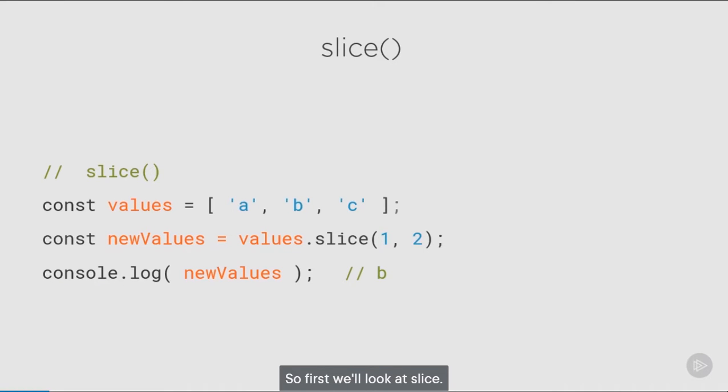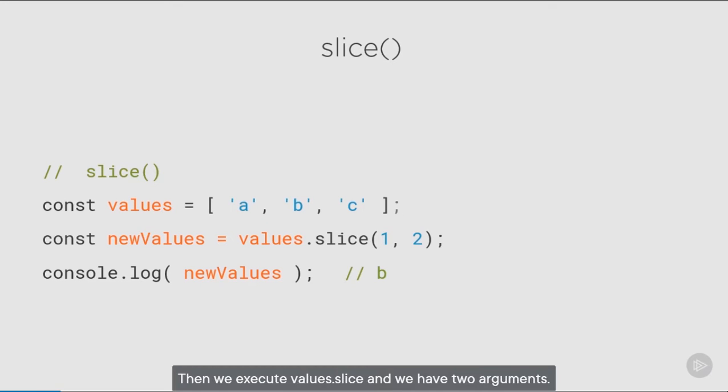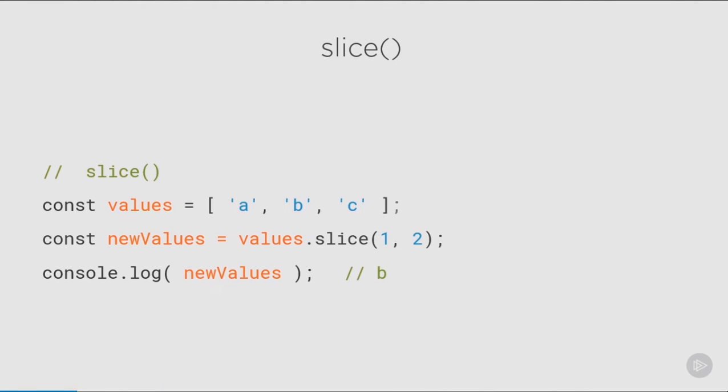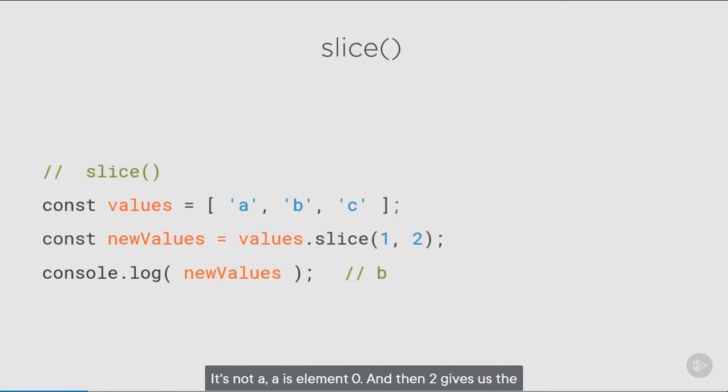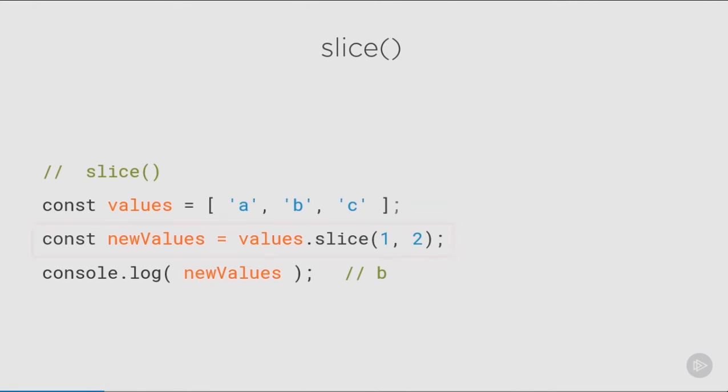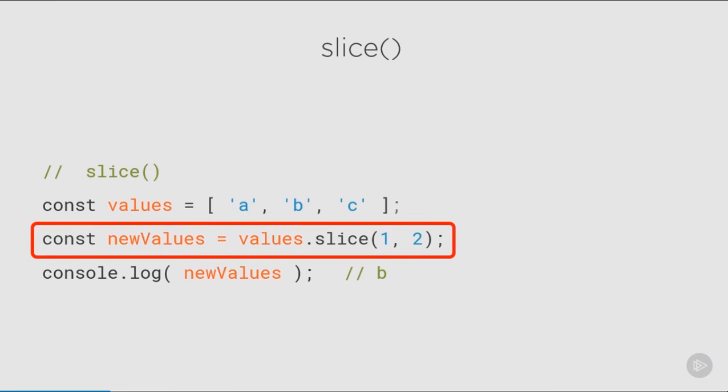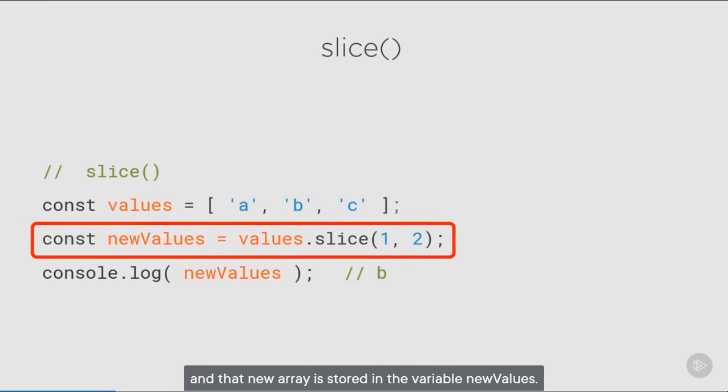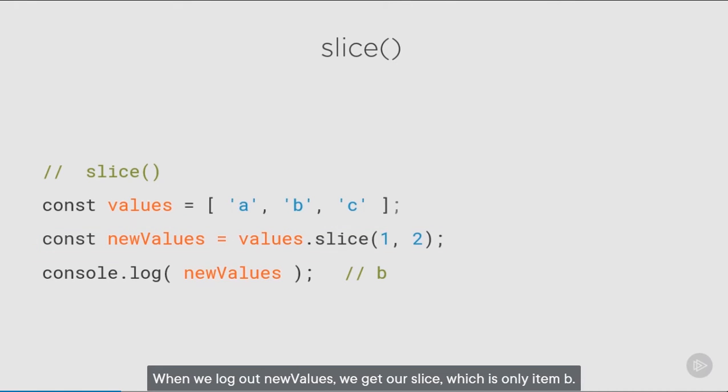So first we'll look at slice. We're setting values to a new array of A, B, and C. Then we execute values.slice, and we have 2 arguments. The first argument is where we want to start to take our slice, which is element 1. And remember, element 1 is B. It's not A. A is element 0. And then 2 gives us the ending element that we want to look at, which is 2, in which case that would be C. So this line actually creates a new array. And that new array is stored in the variable newValues. When we log out newValues, we get our slice, which is only item B.